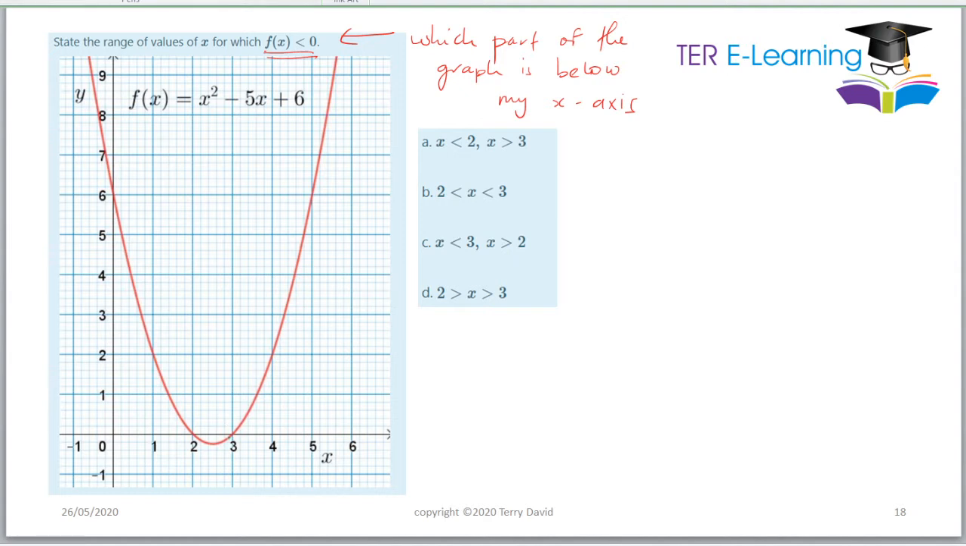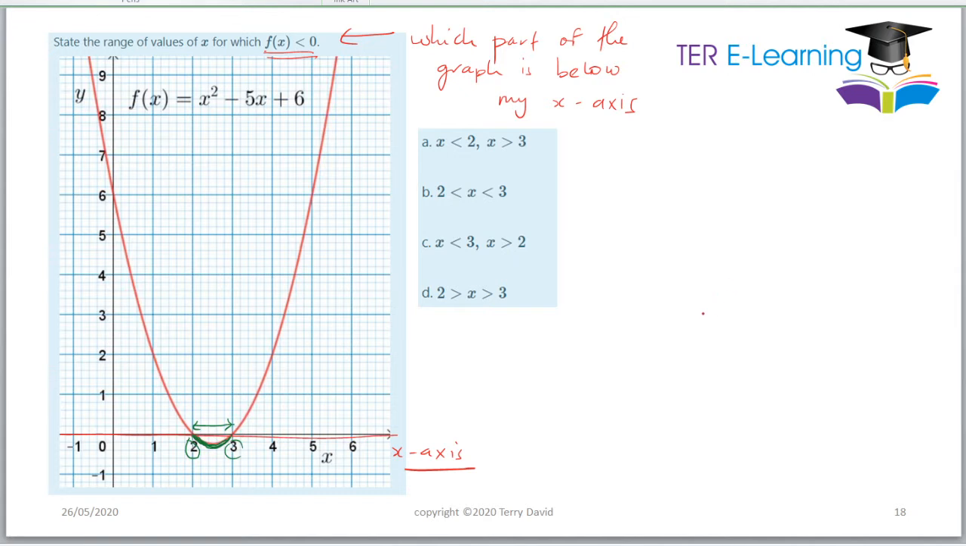So let me use a different color here. My x-axis is this line here, right? That's my x-axis. Now, if I look carefully, what part of the graph is below my x-axis? You see here, this piece that I'm shading in green, this little piece here is below my x-axis, right? But that only occurs from this point here to this point here. So this is 2 and this is 3. So between 2 and 3, my graph is below my x-axis, right?